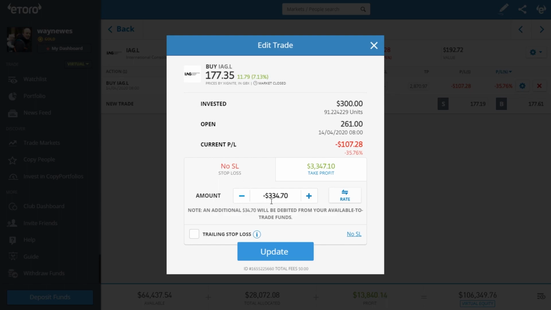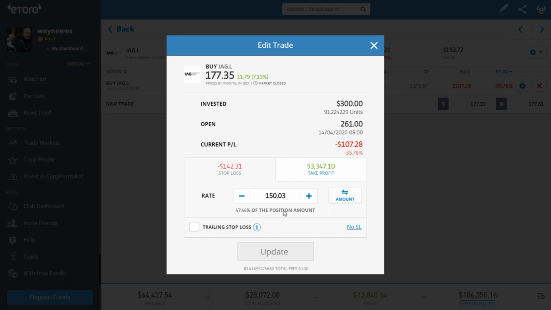But basically, to change this, if you want to change it to a dollar amount, you change your numbers here. So for example, we could say if this position drops to a $150 loss, then that's when we want it to close. However, you can also change that to a rate. So if you're saying, well, it's 177 now, if it drops to 150, then that is when I would like to close the position. Now that's the automatic stop loss.